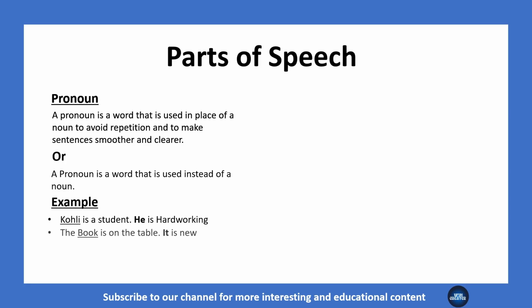Here is another example. The book is on the table. It is new. In this sentence, book is a noun, and it is a pronoun because it refers to the noun book. Another example. Sarah is my friend. She is kind. Here, Sarah is a noun and she is a pronoun that refers to Sarah.